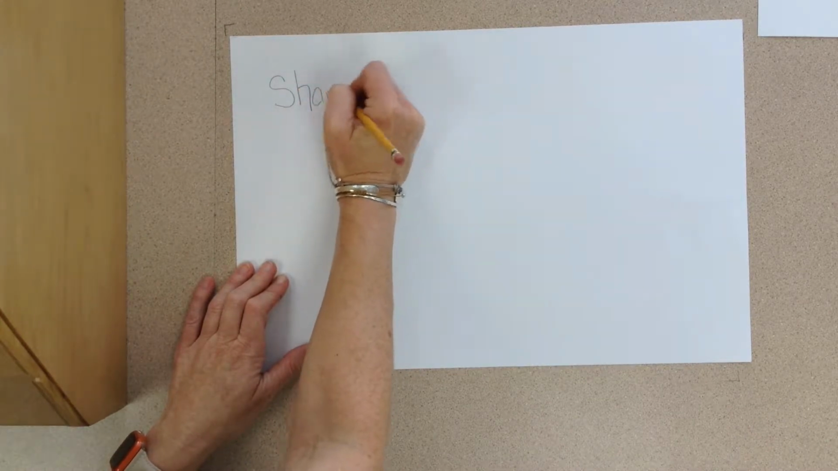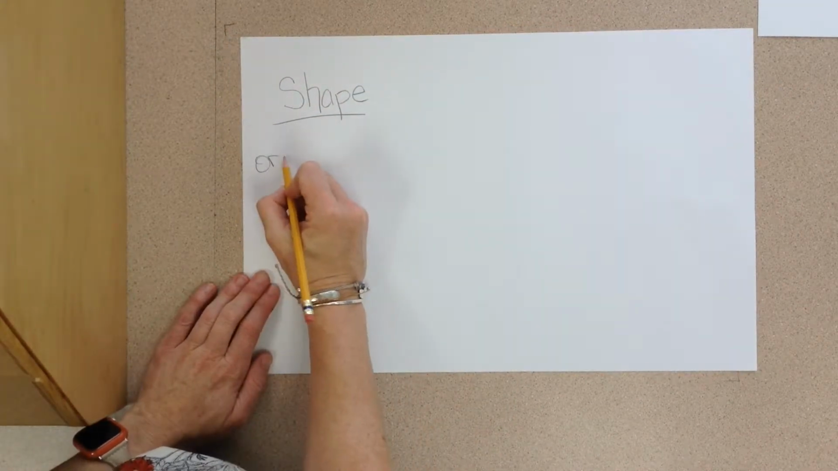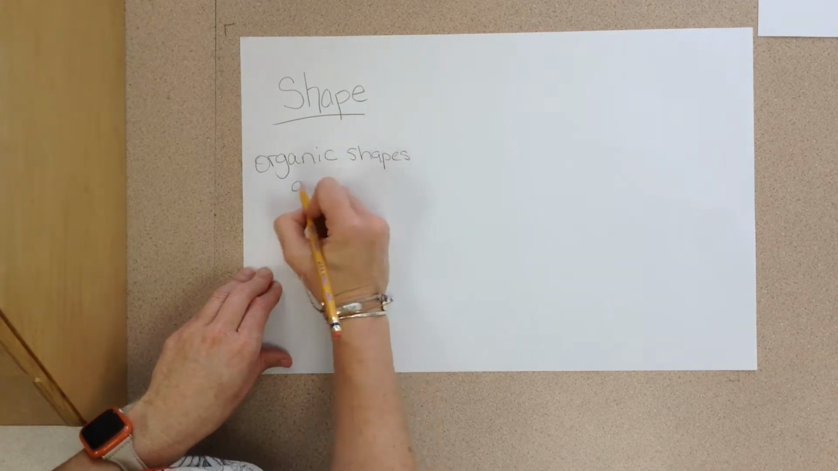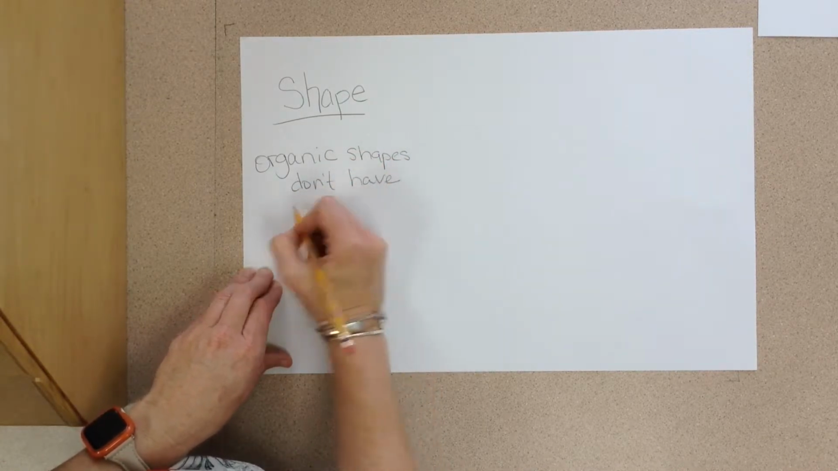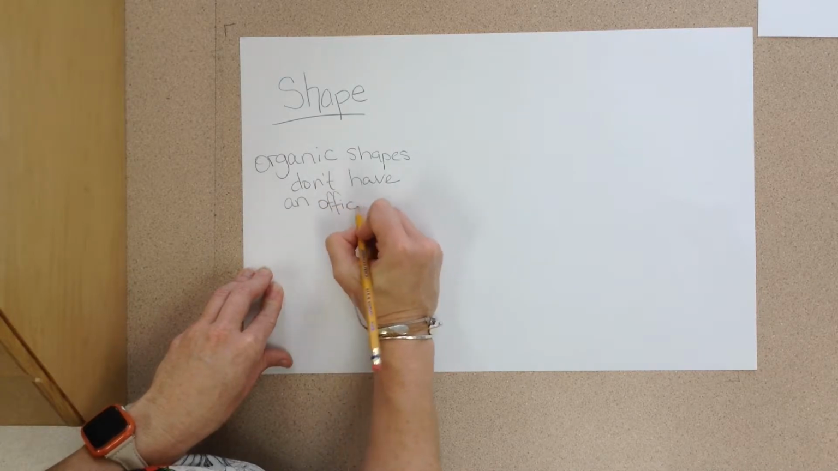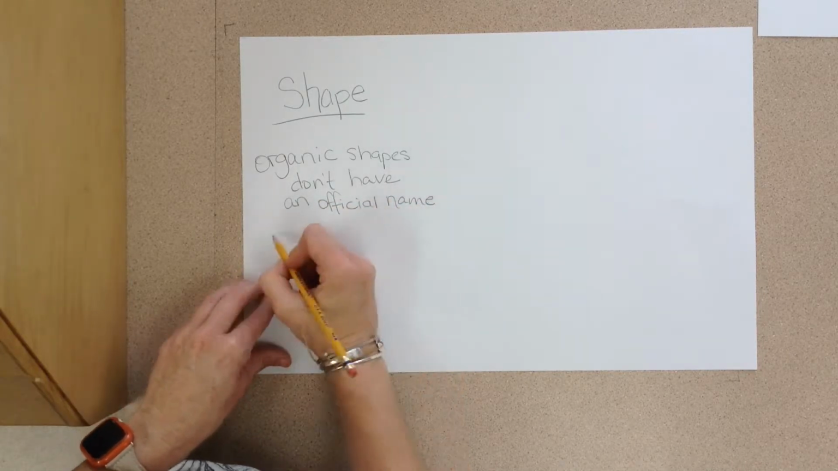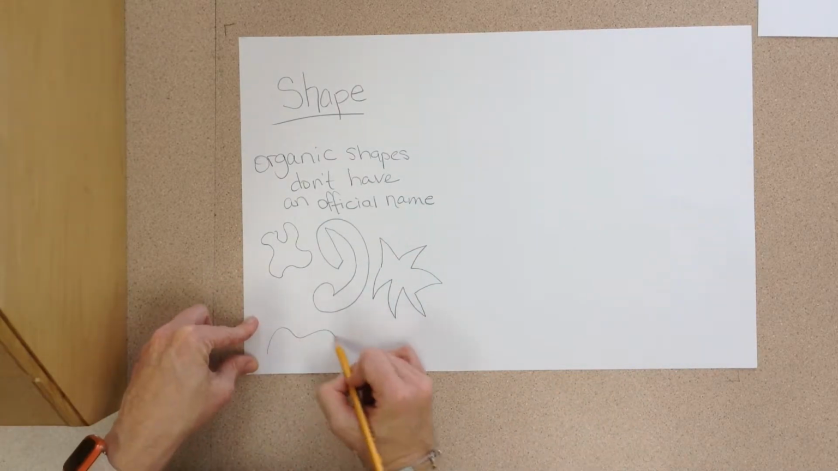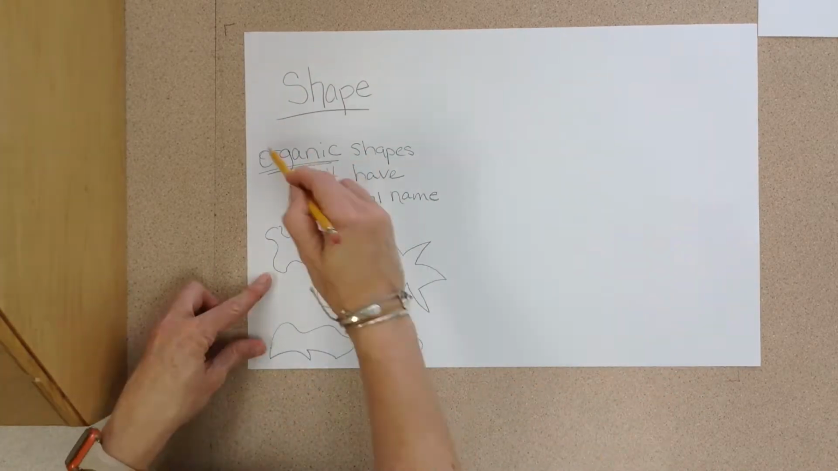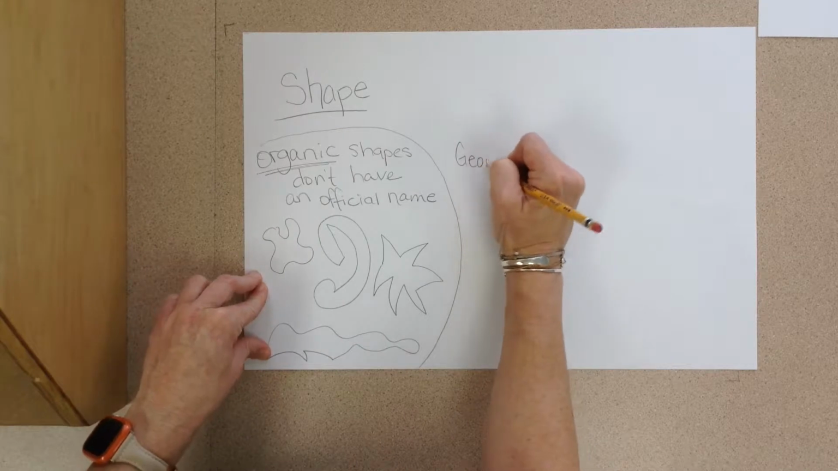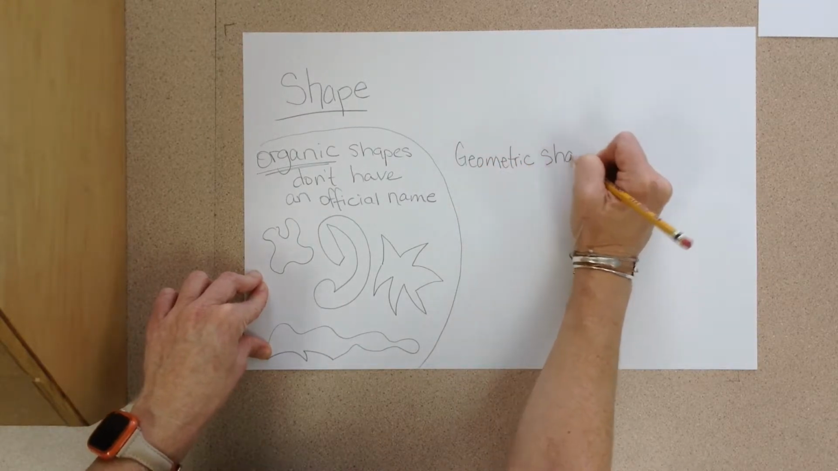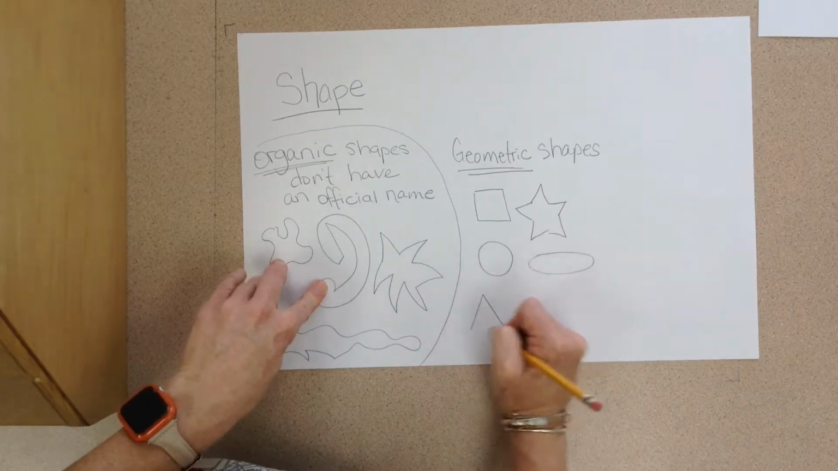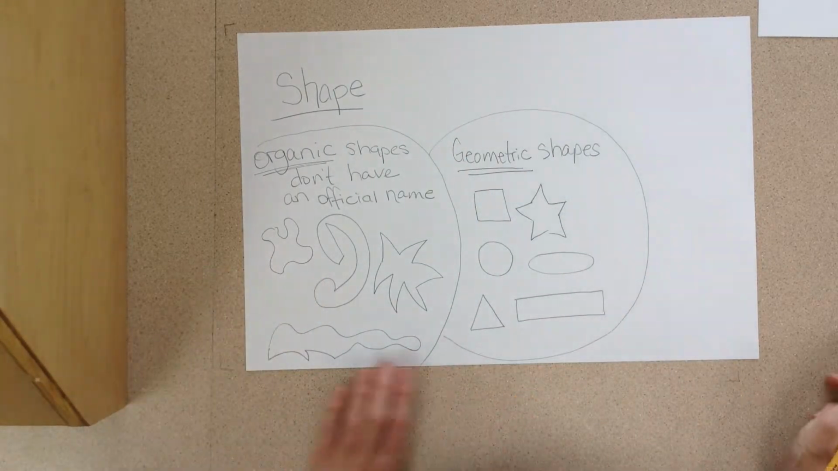The next element we will look at is shape. Organic shapes don't have an official name. Sometimes we might call them blobs or starbursts or just weird shapes. Geometric shapes are the shapes that we have given names to, like squares, stars, circles, ovals, triangles, and rectangles.